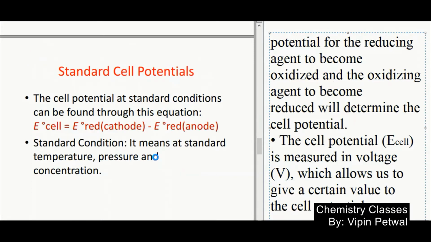Is it clear? Just now we have also understood this point, standard cell potential. The cell potential at standard condition can be found through this equation: E naught cell equal to E naught reduction potential of cathode minus reduction potential of anode. So what is the standard condition? It means at a standard temperature, pressure and concentration.